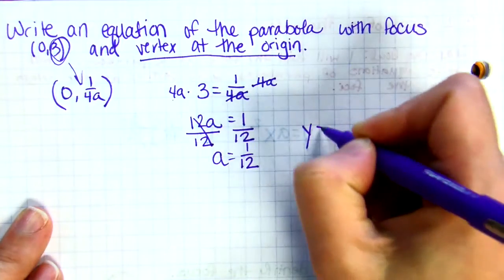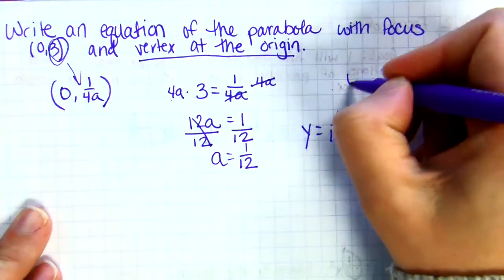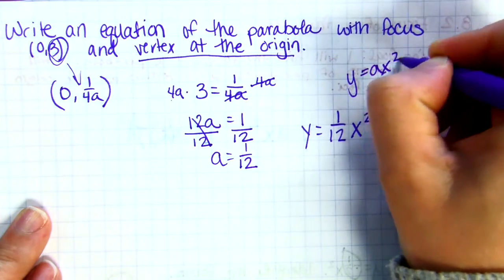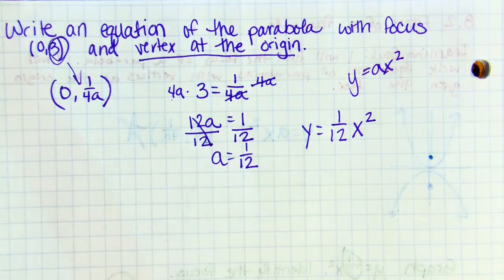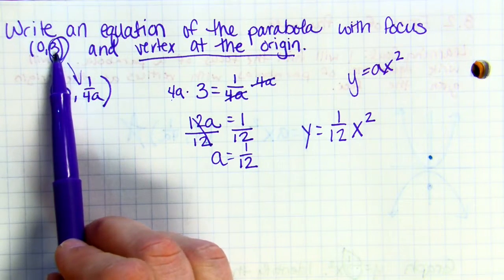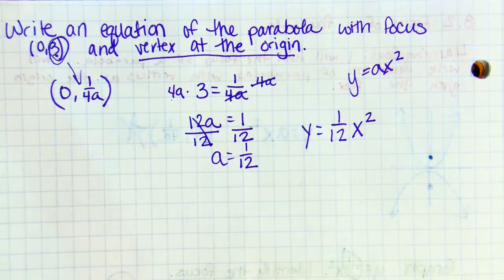So then y equals 1/12 x squared, because remember, all of these will have that form. So it's really easy. You just have to set up an equation and solve it, where the y value of your focus is equal to 1/4a.